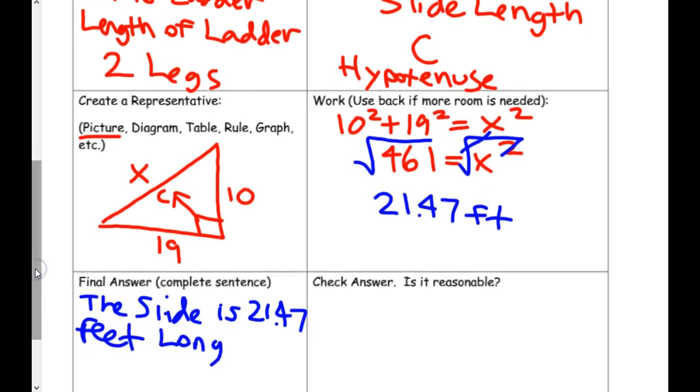And then we ask ourselves, is it reasonable? Yeah, 21.47 is longer than 10 and 19. And if you remember the triangle inequality theorem, if you add up these two smaller ones, 10 plus 19 is 29, bigger than 21.47? Yeah. That's the triangle inequality theorem that proves that it works out.